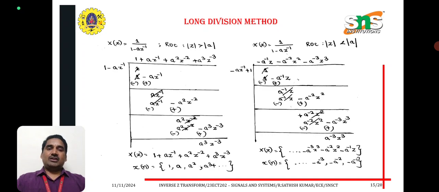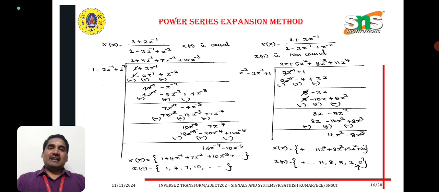Therefore, x of n is equal to 1, a, a square, a cube. Now, the inverse z transform is the reverse of the numerator and denominator terms. Minus a z inverse plus 1 inside 1. Therefore, we can get the answer as x of z is equal to minus a power minus 3 into z power 3 minus a power minus 2 into z power 2 minus a inverse of z. Therefore, x of n is equal to minus a power minus 3, minus a power minus 2, minus a power minus 1.